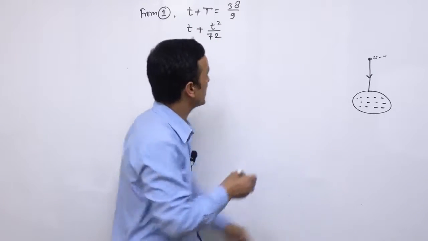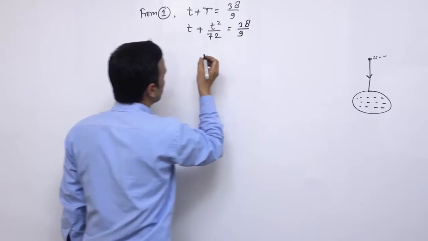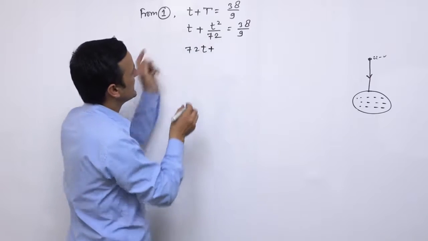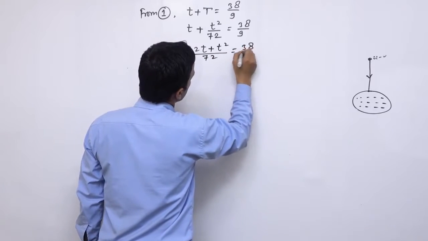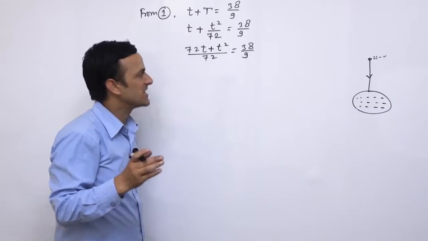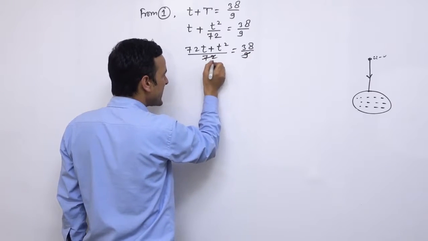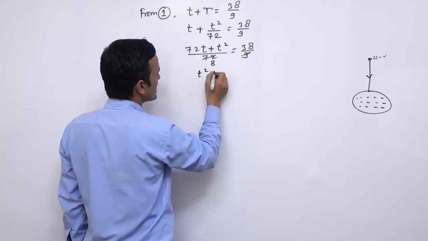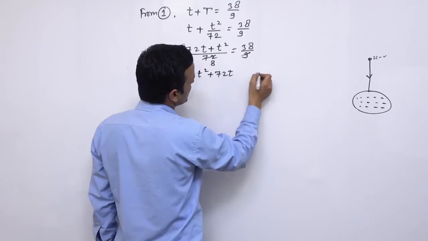We proved the value of capital T here. So t plus t square by 72 is equal to 38/9. If you take LCM over here, 72 times t, it is 72t, and t square plus 72t upon 72 is equal to 38/9. So this is the term after taking LCM. Now if we cross multiply, we can cancel 9 with 72, and it will be t square plus 72t minus 8 into 38 is equal to 0.